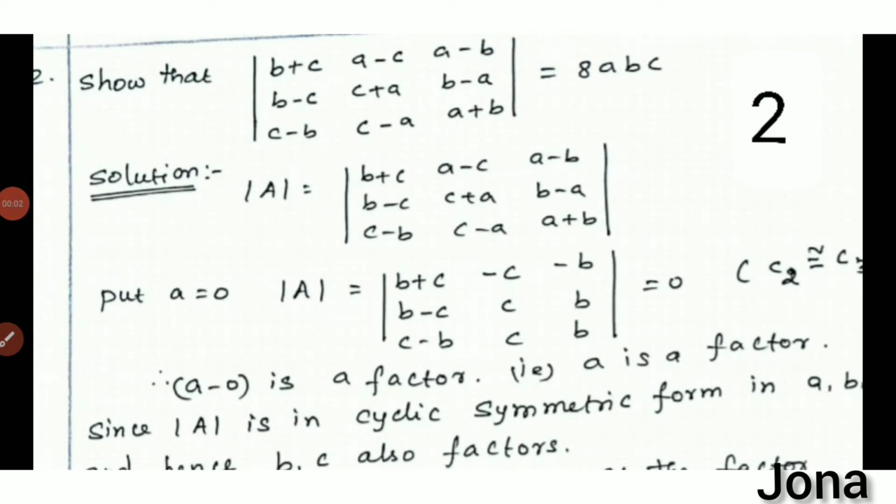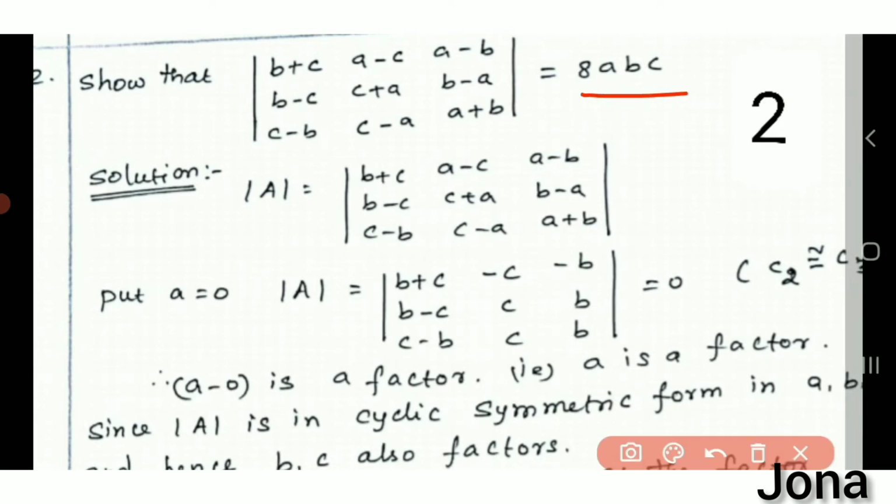Second problem. Show that the determinant |b+c, a-c, a-b; b-c, c+a, b-a; c-b, c-a, a+b| equals 8abc. We want to find the determinant value as 8abc. Okay. Here in this problem, simply it's given abc in the product.